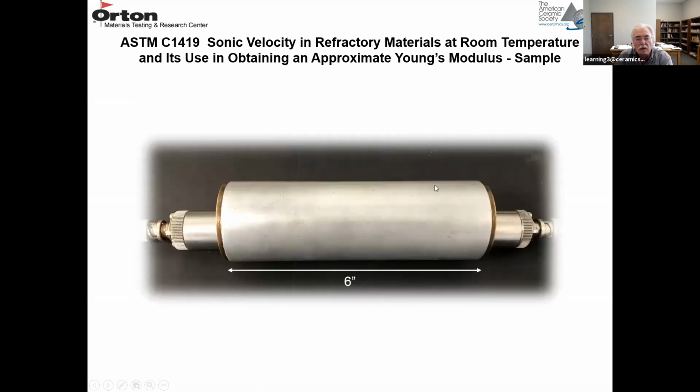This is a calibration standard. This standard is 6 inches long. It's a piece of brass with an aluminum coating. And this is a transducer. Here's a second transducer. One is the pulser, one is the receiver. You simply put a transducer on each end of this standard, and you can go through a calibration using a known standard with a known travel time. And for the measurement, you just replace this standard with your actual refractory sample.